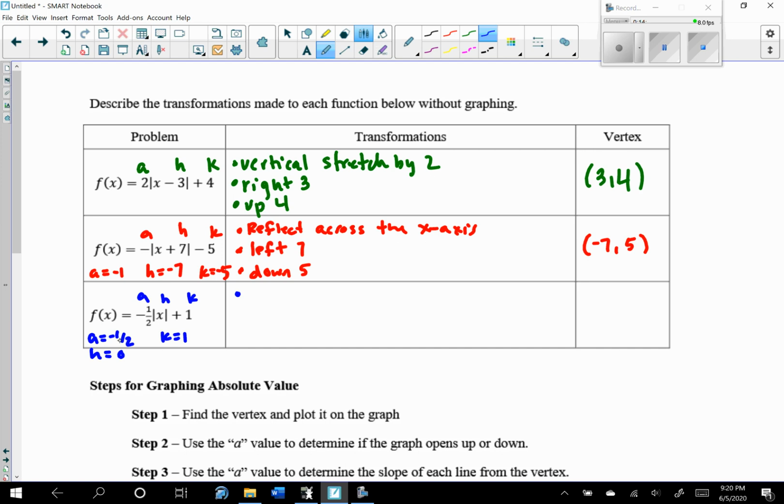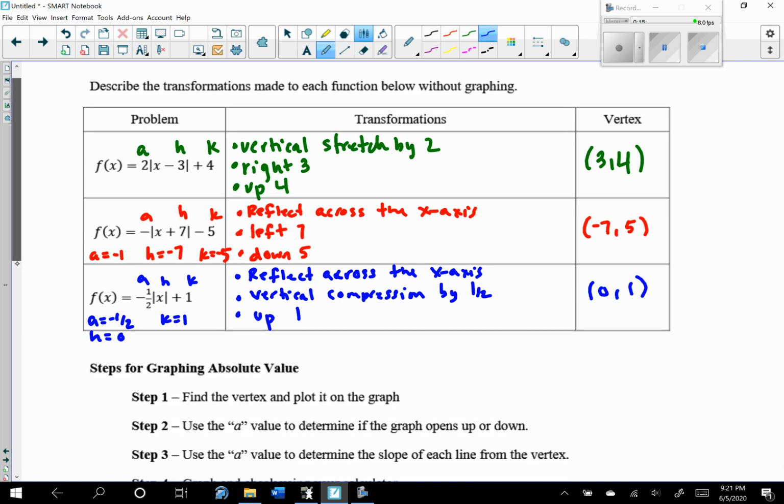So that A, the negative, means we have a reflection across the x-axis. We are also, that 1/2, the absolute value of A is 1/2, and that's less than 1, so that is a vertical compression by 1/2. And then that K value moves our graph up 1. And our vertex is at 0, 1.